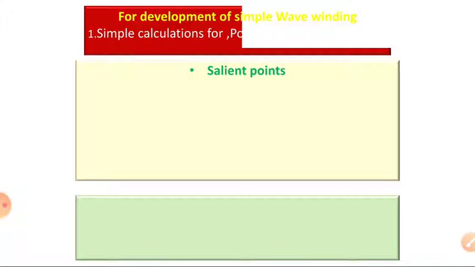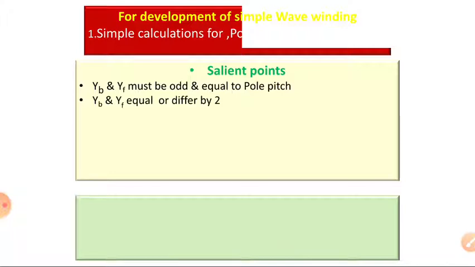So what are the salient points regarding wave winding? First, the back pitch and front pitch must be odd and equal to one pole pitch. So always an odd number, that may be 9, 7, 11, 13, whatever the data is given, and they may be equal values, or sometimes they differ, so YB minus YF equal to 2 or a multiple of 2, or sometimes YB is equal to YF. That is one point in wave winding.